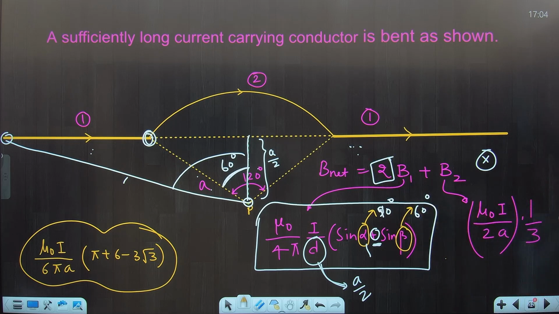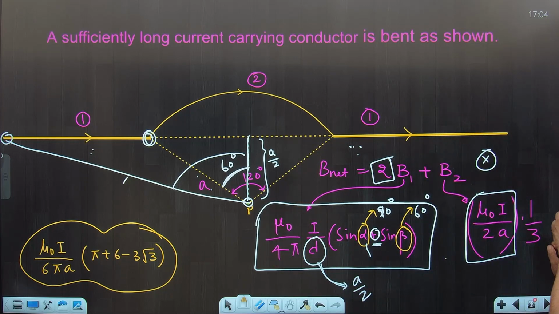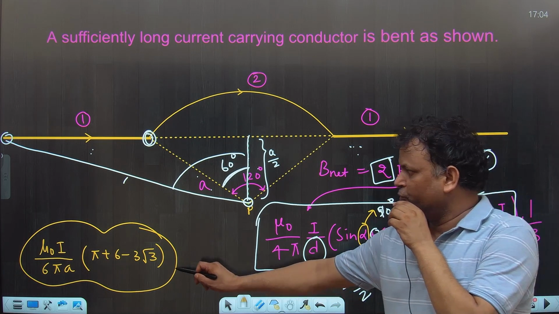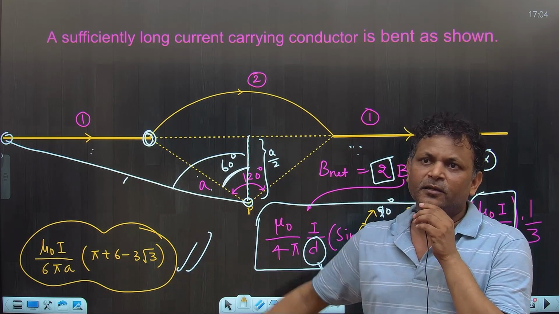Now for B2, magnetic field due to complete circle is mu naught I by 2A, and it is 1/3 of the circle because it is making angle 120 degree. So it is 1/3. So you will add these two fields and you will get the net field, and you should get this answer. So please pause the video, just solve this and you will get this answer, right?